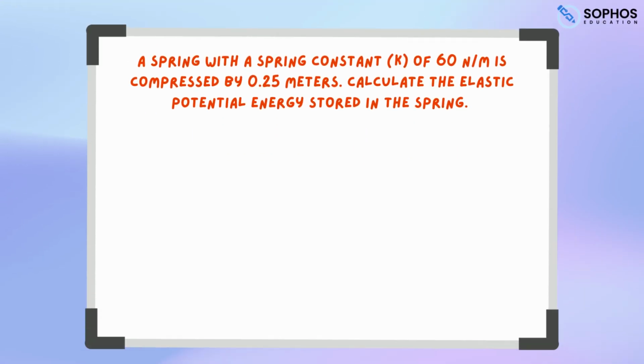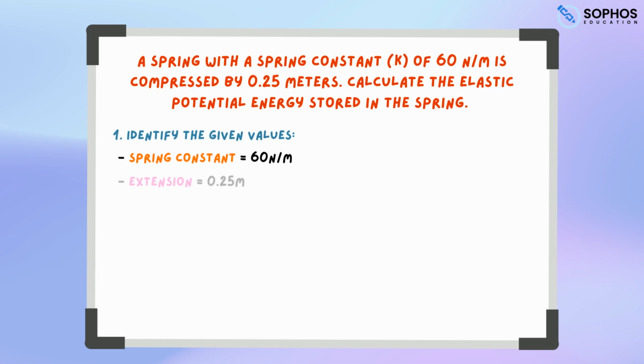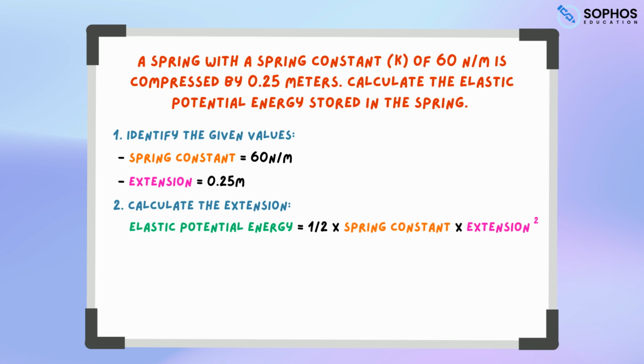In our last question, a spring with a spring constant of 60 N/m is stretched by 0.25 meters. Calculate the elastic potential energy stored in the spring. As always, we begin by identifying the values, which is a spring constant of 60 N/m and an extension of 0.25 meters. We can use our formula for elastic potential energy by substituting in the values, which gives us the equation: elastic potential energy equals 0.5 multiplied by 60 multiplied by 0.25 squared. When we calculate the value, we get our answer, which is 1.875 joules. So, the elastic potential energy stored in the spring is 1.875 joules.